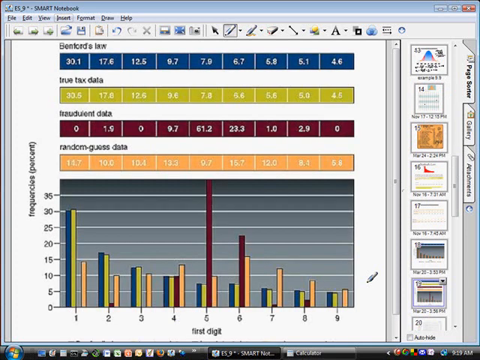Now, here's just an example. Benford's Law, again in blue. This next bar is true tax data, taken off of true tax returns. Here's some fraudulent data.